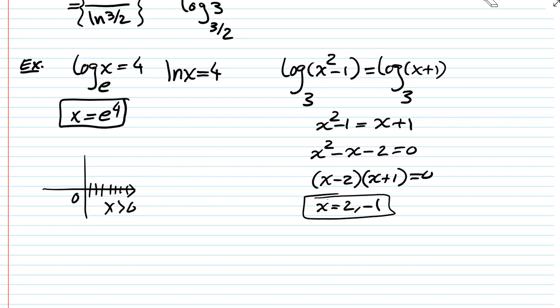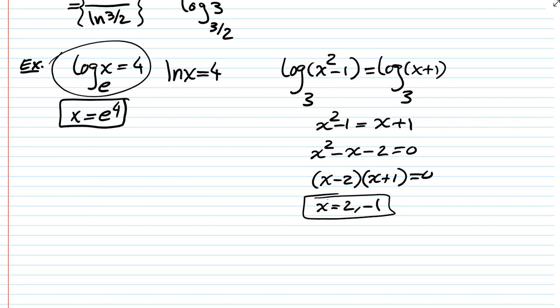Okay, so because of that restriction, I do need to check the solution, and here's how I check. Let's go back to the first one I did. You just plug in e to the 4, the solution, for the argument of the log. If the argument is positive, I'm done. So I don't have to actually show two things equal to each other.